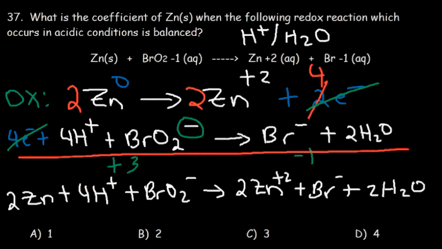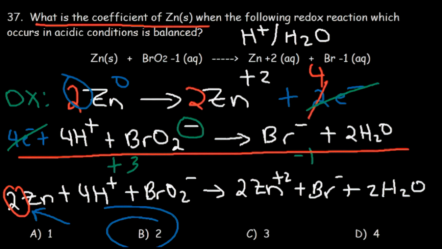So now let's look at the question. They wanted to know what is the coefficient of zinc when the redox reaction is balanced. So we have a 2 in front of zinc. Now we could have seen that here. We didn't really need to add the two reactions to get the net reaction, but I wanted to do it for the sake of practice. So the coefficient is 2, so B is the right answer for this problem. So that's it.